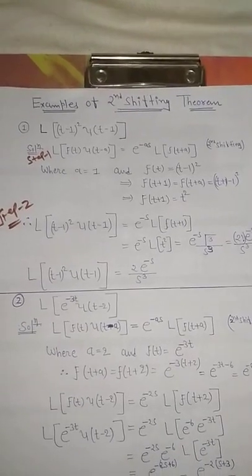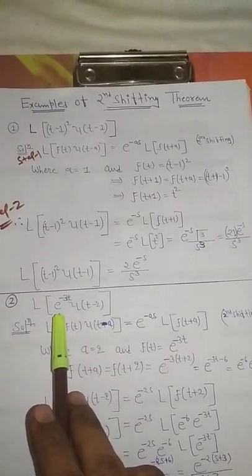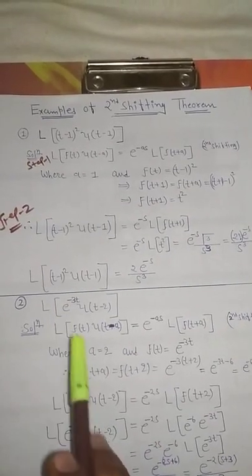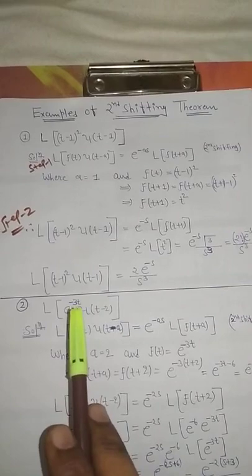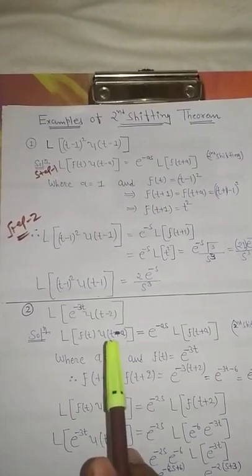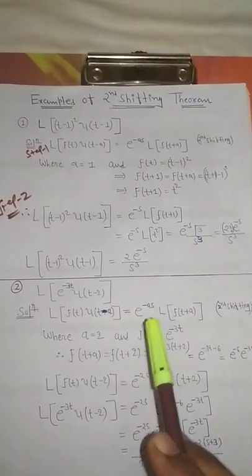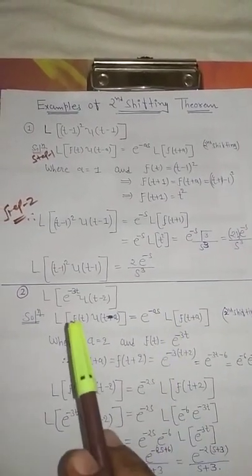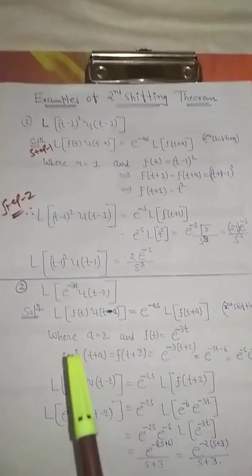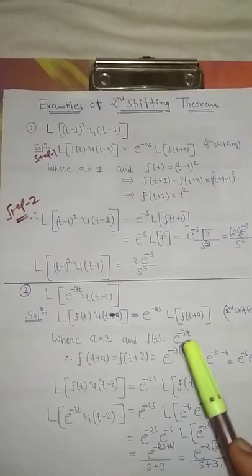Second example: Laplace of e raised to minus 3t times unit step function u(t minus 2). Here f(t) equals e raised to minus 3t and the unit step function is u(t minus a). So according to the second shifting theorem, it will be e raised to minus as, and here we have f(t), so we are taking f(t plus a). Here a equals 2 and f(t) equals e raised to minus 3t.